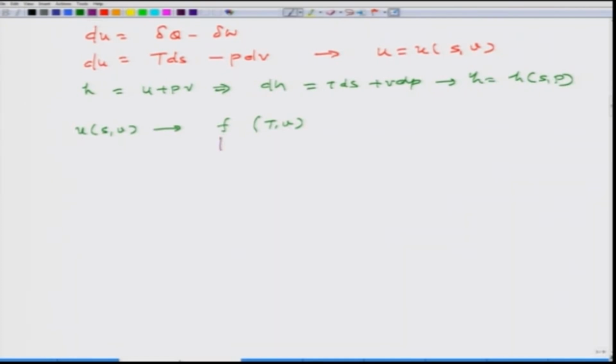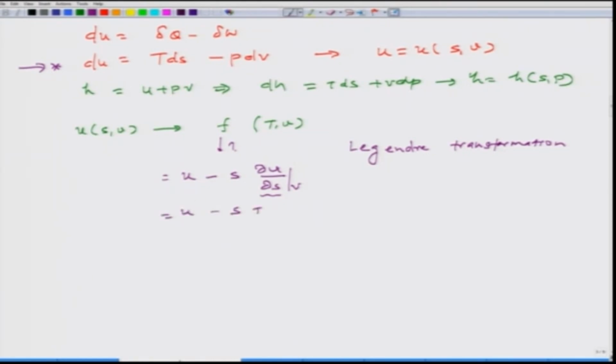Now, what we can do is make use of something called the Legendre transformation. Okay. So, without giving a formal proof, if you want to change this variable from s to T, this can be done by taking the function u minus the variable which you would like to change times the partial derivative of u with respect to the variable which you would like to change, at constant v. Now from this expression, the partial derivative of u with respect to s is nothing but T.